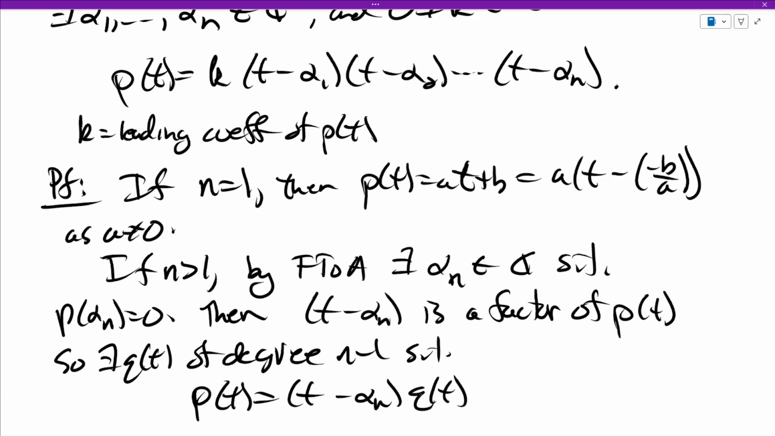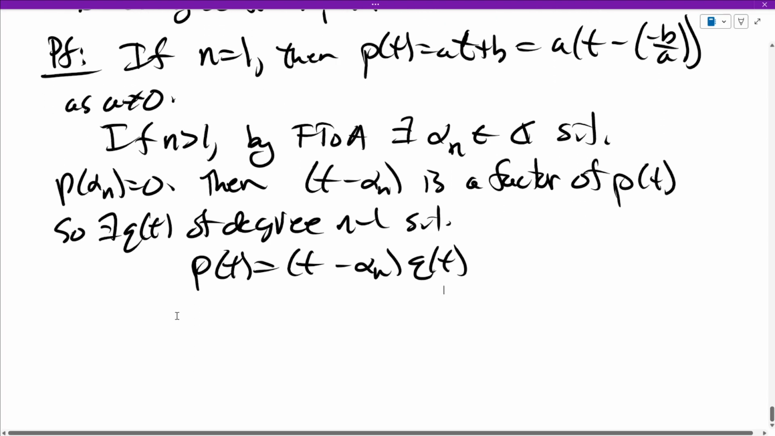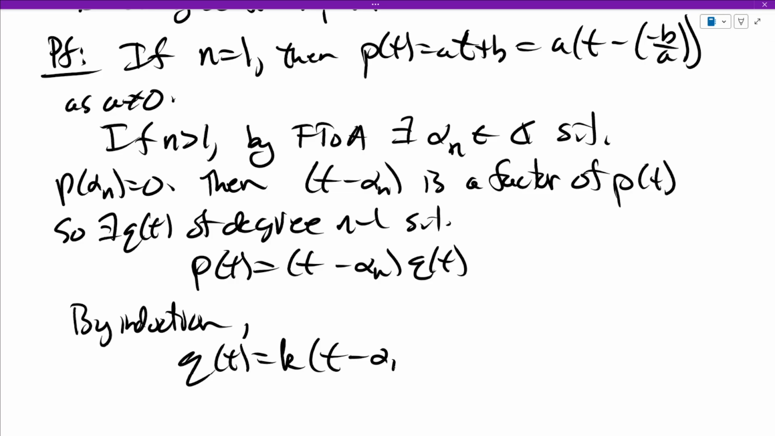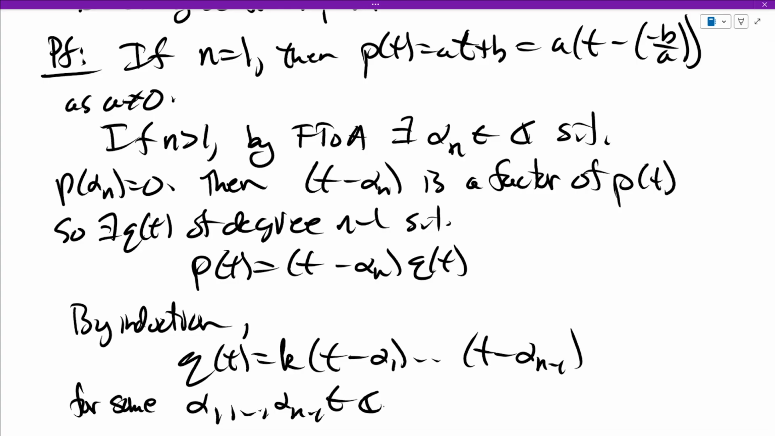Why is it degree 1 less? Well, the degrees have to sum to the degree of P, which is n, and T minus alpha n has degree 1. So this must be 1 less than n, so that they add up to n. By the induction, since Q has degree n minus 1, Q of T factors entirely as a product for some alpha 1 to alpha n minus 1 in C, and k not 0 in C.